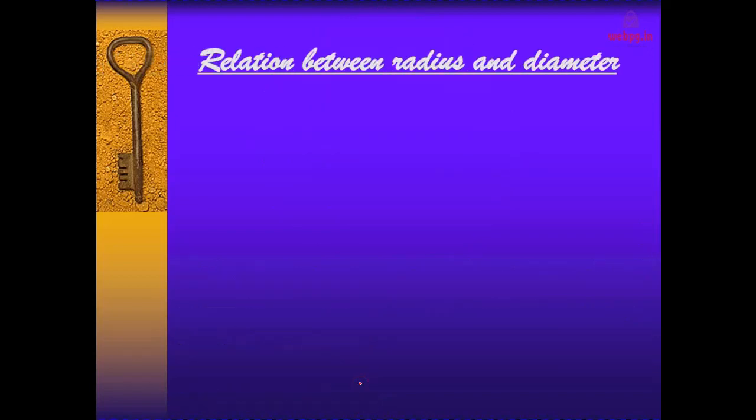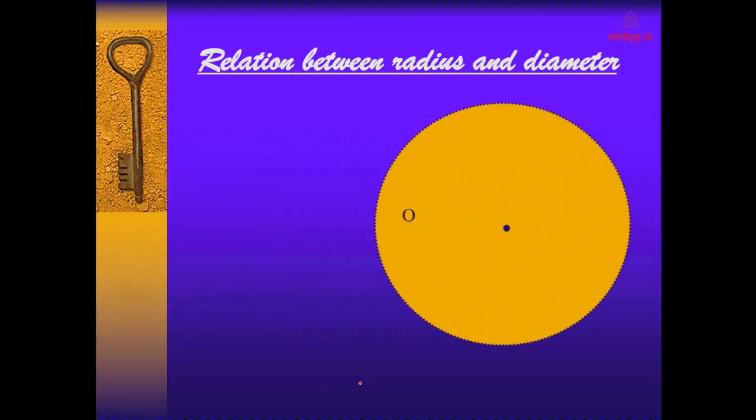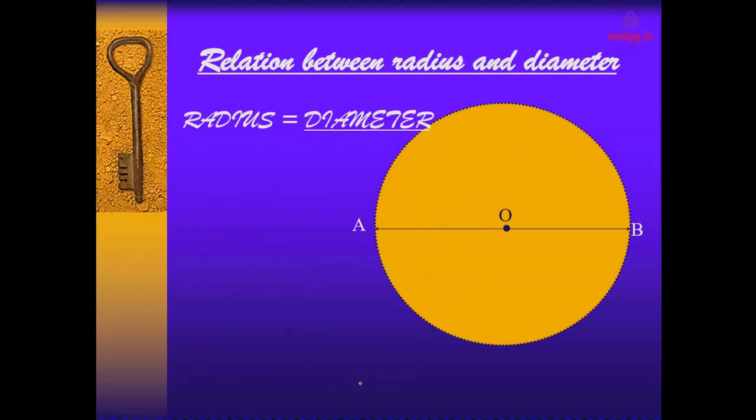Now, the relation between radius and diameter. If you see, this is our radius OA, and again we add another OB. So, as I mentioned earlier, radius equals diameter divided by 2, like it says, OB by 2.